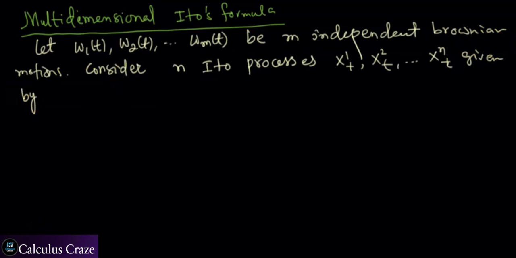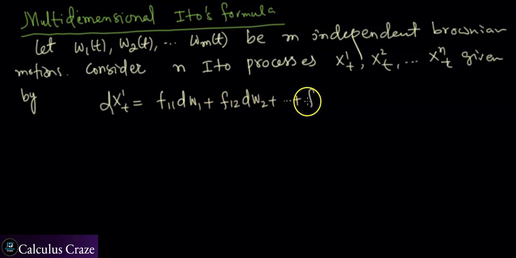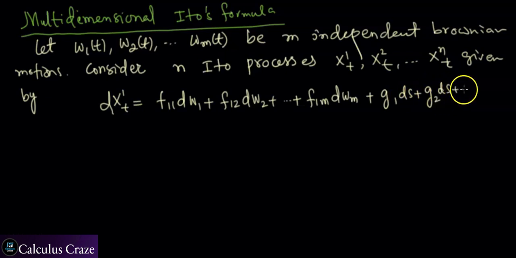So x1 of t satisfies this relation. So dx1, let's say the dynamics, satisfies f11 dw1 plus f12 dw2 till f1m dwm plus g1 ds. So these f's are functions and these g's are also functions. It's just g1 ds, right? Then what is going to be my dx2 of t?